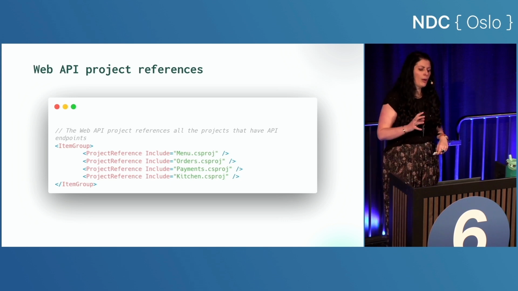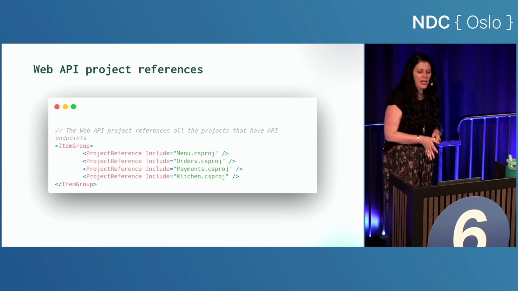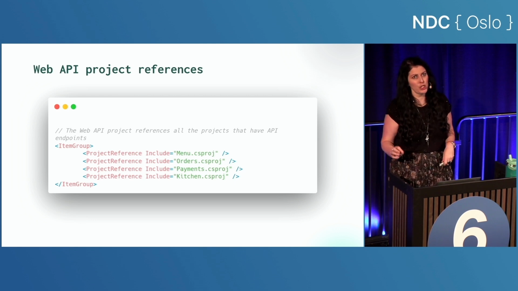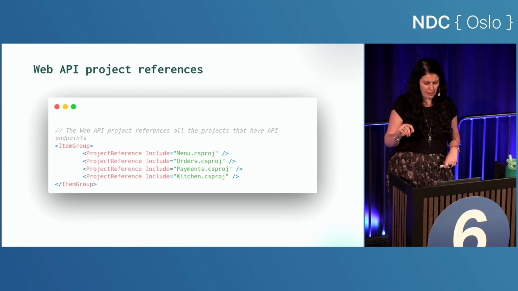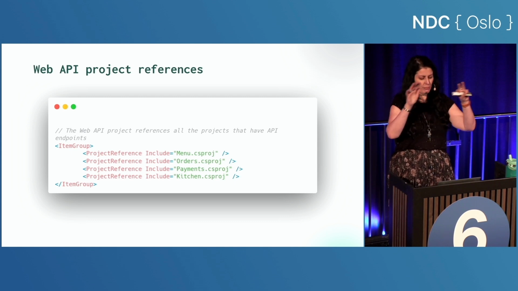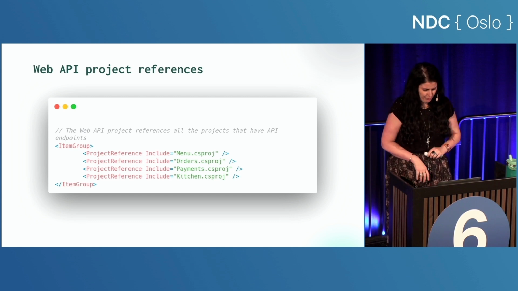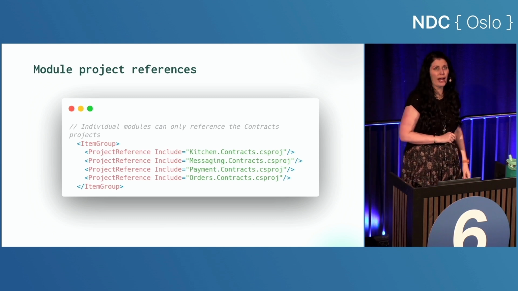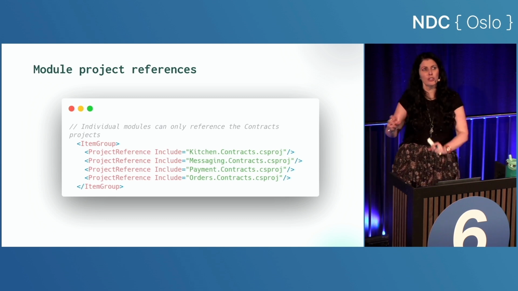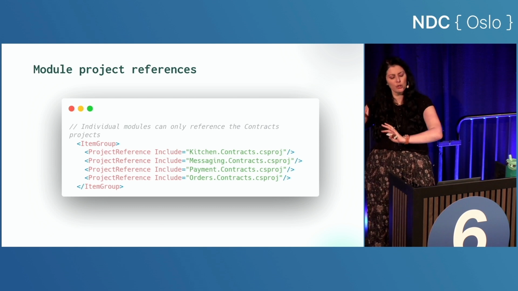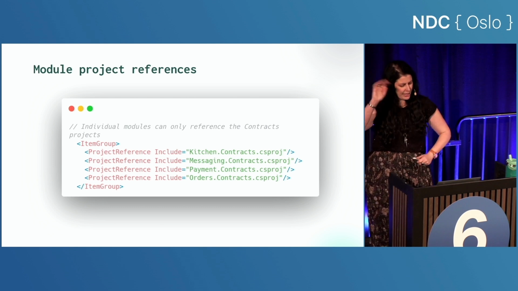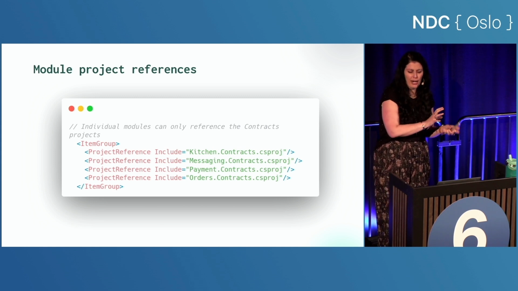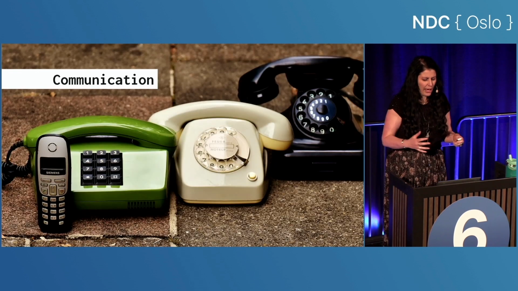OK, so our web API project references our modules. It is the only project that is allowed to reference modules. It's the glue, remember. It can reference those directly. Module project references are only contracts. They cannot do module to module. These are my rules. Yours might be different, but I recommend something like this. Our modules can only reference the contracts. So how do they communicate?